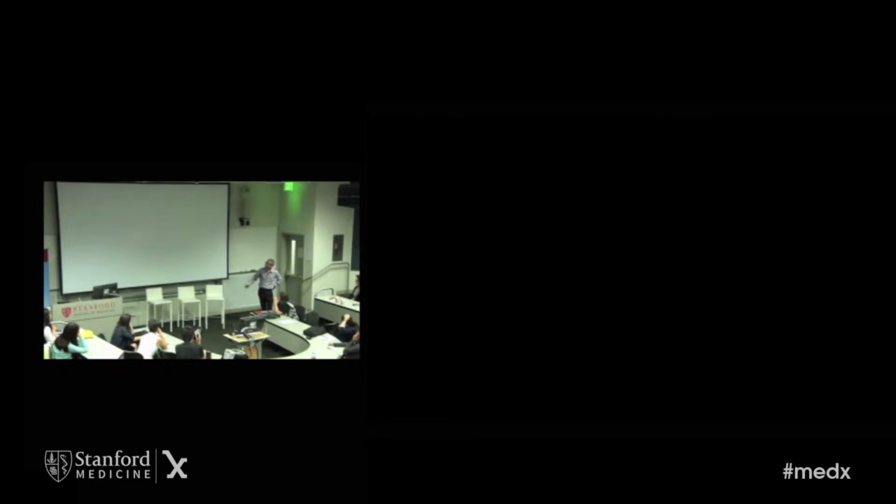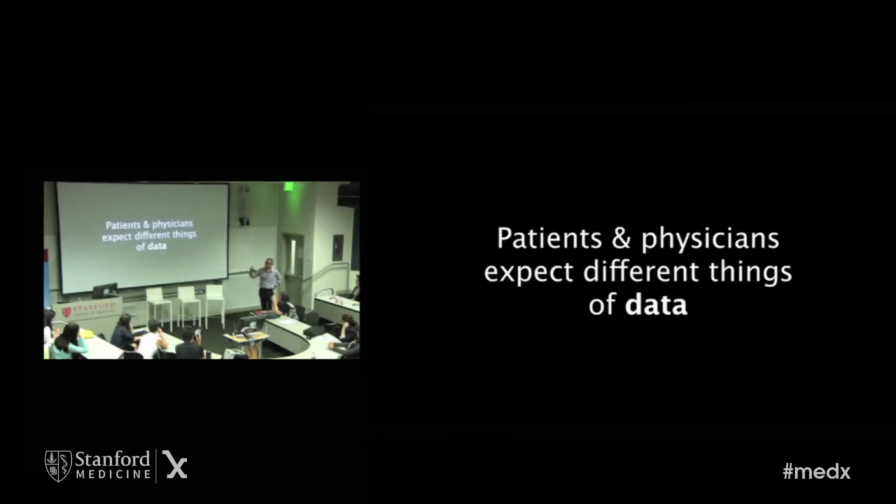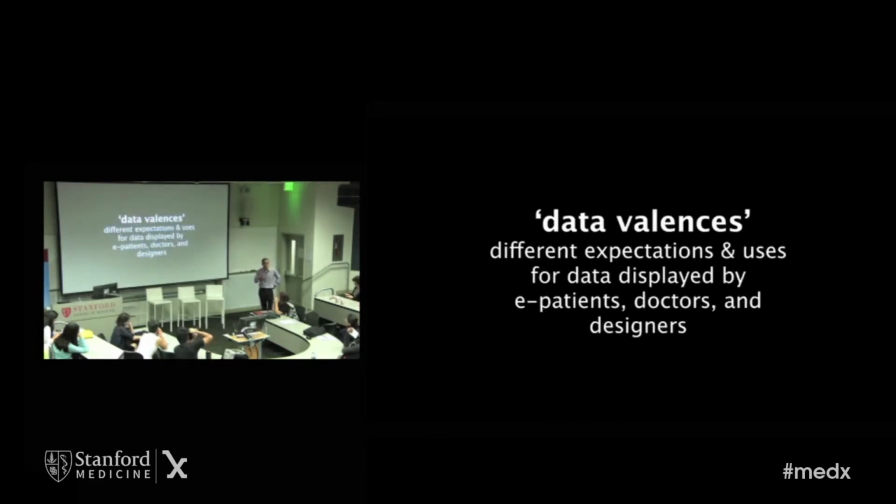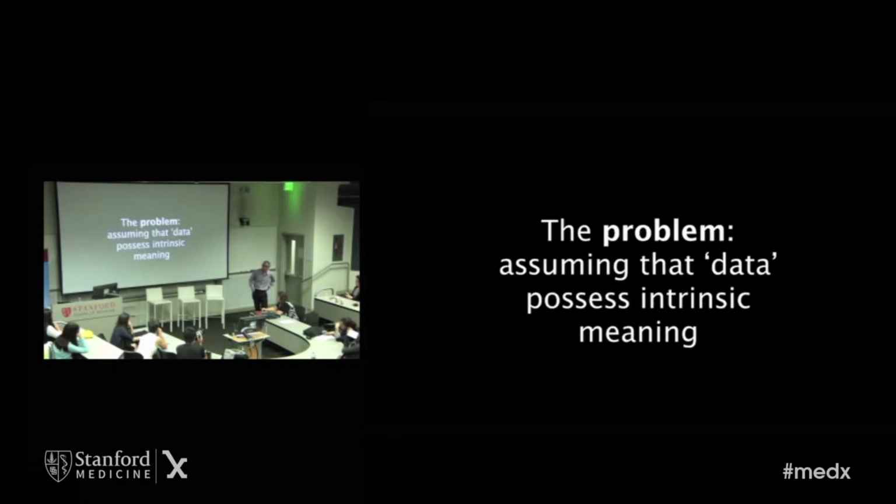But just to get back to this disconnect issue, the problem is this. Patients and physicians expect different things of data, right? Gina coined the term data valences to talk about the different expectations that users have for data. It turns out e-patients, doctors, and designers are all doing something different with data. And the problem happens when we assume that data possess some kind of intrinsic meaning, right? So what do I mean by that?